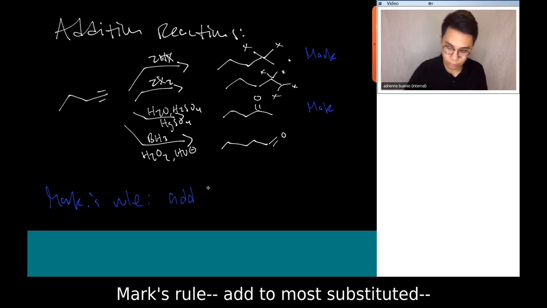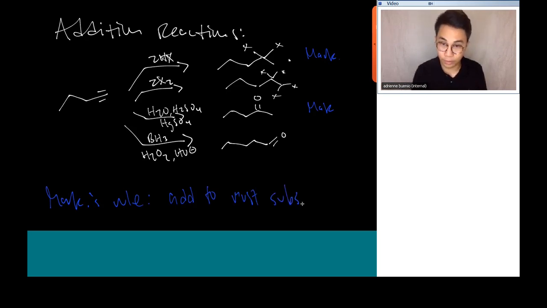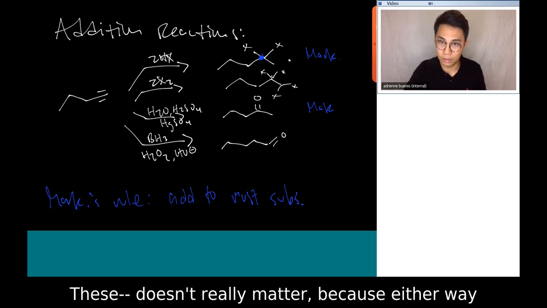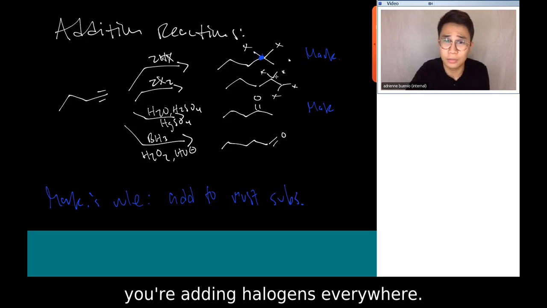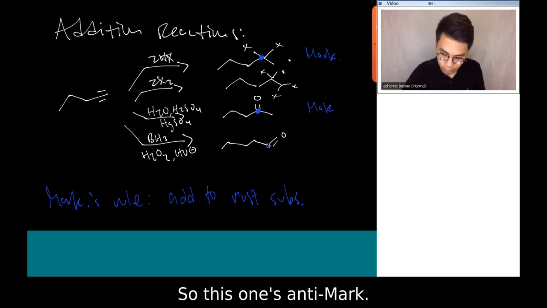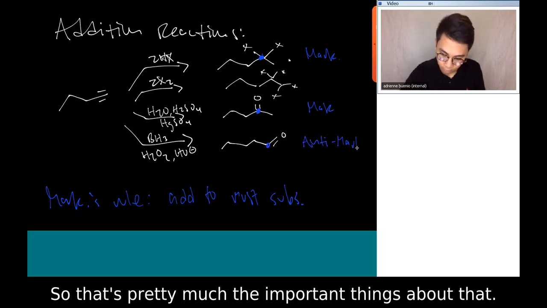Add to most substituted, right? So these halogens get added to the most substituted carbon. This one doesn't really matter because either way you're adding halogens everywhere. This one is on the most substituted. This one is on the least substituted. So this one's anti-Mark. So that's pretty much the important things about that.